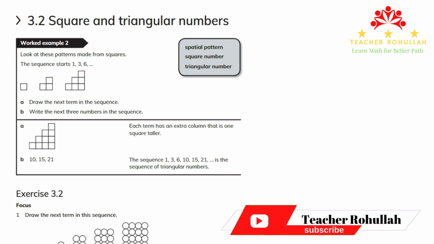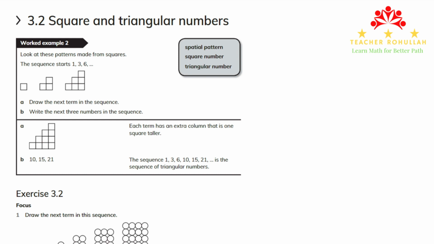In this video, I'm going to work on exercise 3.2 of Cambridge Primary Mathematics Workbook 5. And this exercise is about square and triangular numbers. Square numbers are the numbers that make squares, and triangular numbers are the numbers that can make triangles. We will work on each of the questions and show how they make triangles and how they make squares.